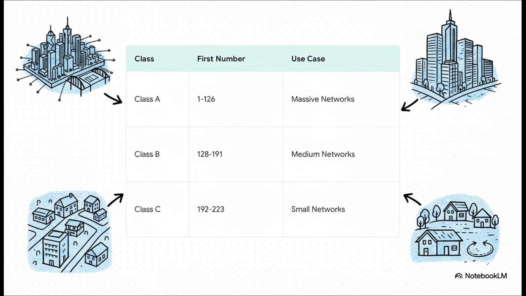Class A networks are gigantic, like a whole metropolis, for huge companies. Class B is for medium-sized networks, kind of like a large town. And Class C, that's the small neighborhood, the one you'll see for homes and small businesses. The main thing to get is this: the very first number of any IP address tells you what class it's in and basically how big it's supposed to be.